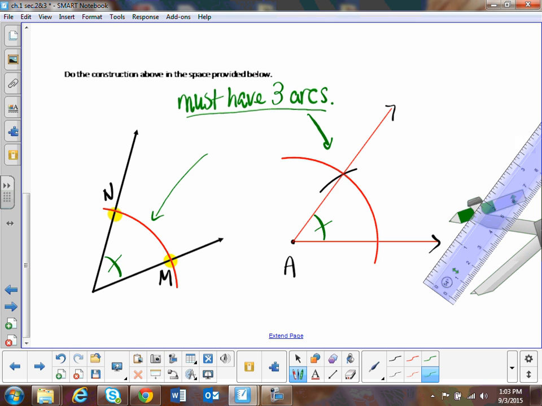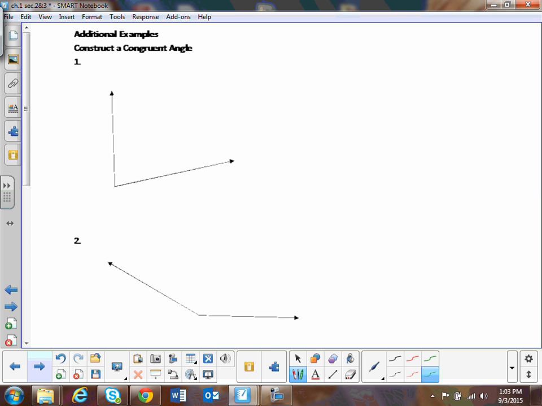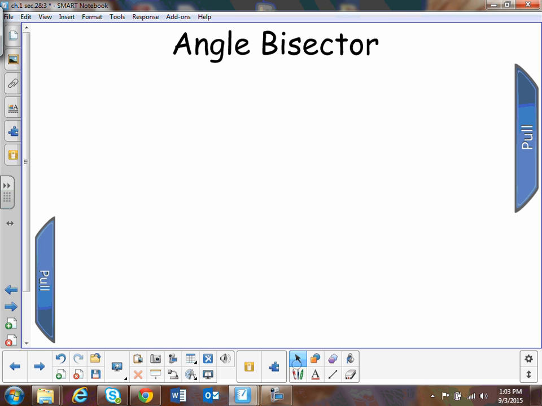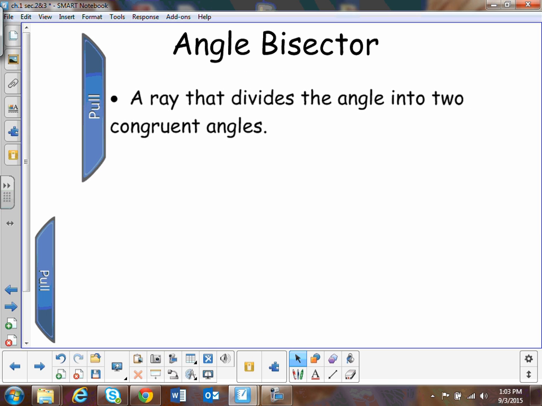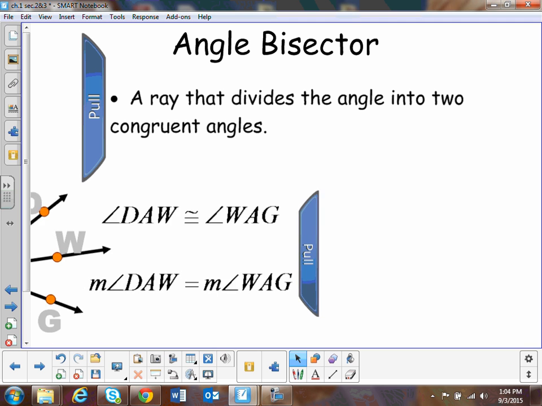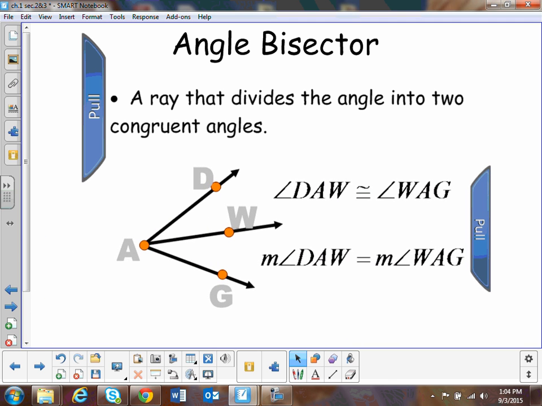Okay, now we're constructing angles. Angle bisector, definition. An angle bisector is a ray, as you know what a ray is, that divides an angle into 2 congruent angles. So here's a picture of what an angle bisector looks like. This here, ray AW, is the angle bisector of angle DAG. So our angle bisector here is AW.